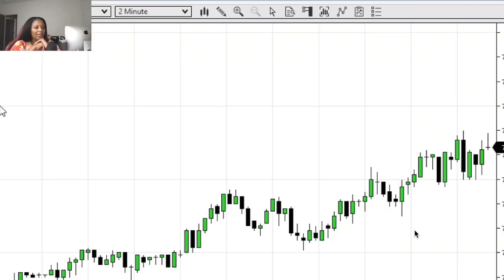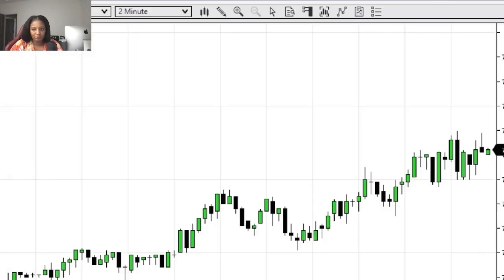So I like to see double bottoms on a demand zone. However, if we're in an uptrend, I like to see a retest of the previous level before I take an entry. So let me get my accounts right.